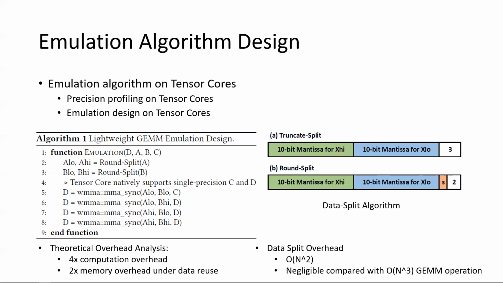In this data split algorithm, we need to do the data split for each element once. So there is an n square overhead. Note that this overhead is negligible compared with the EGEMM operation, which requires n cubic overhead.